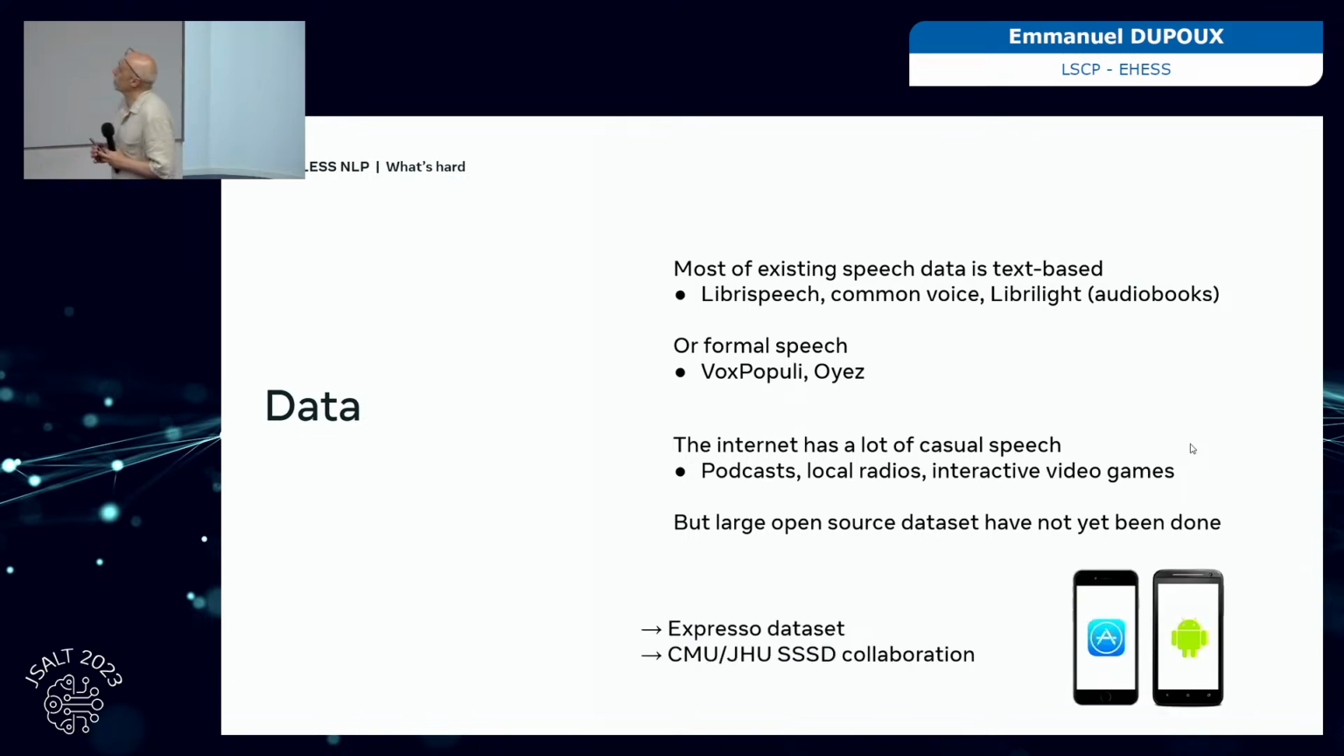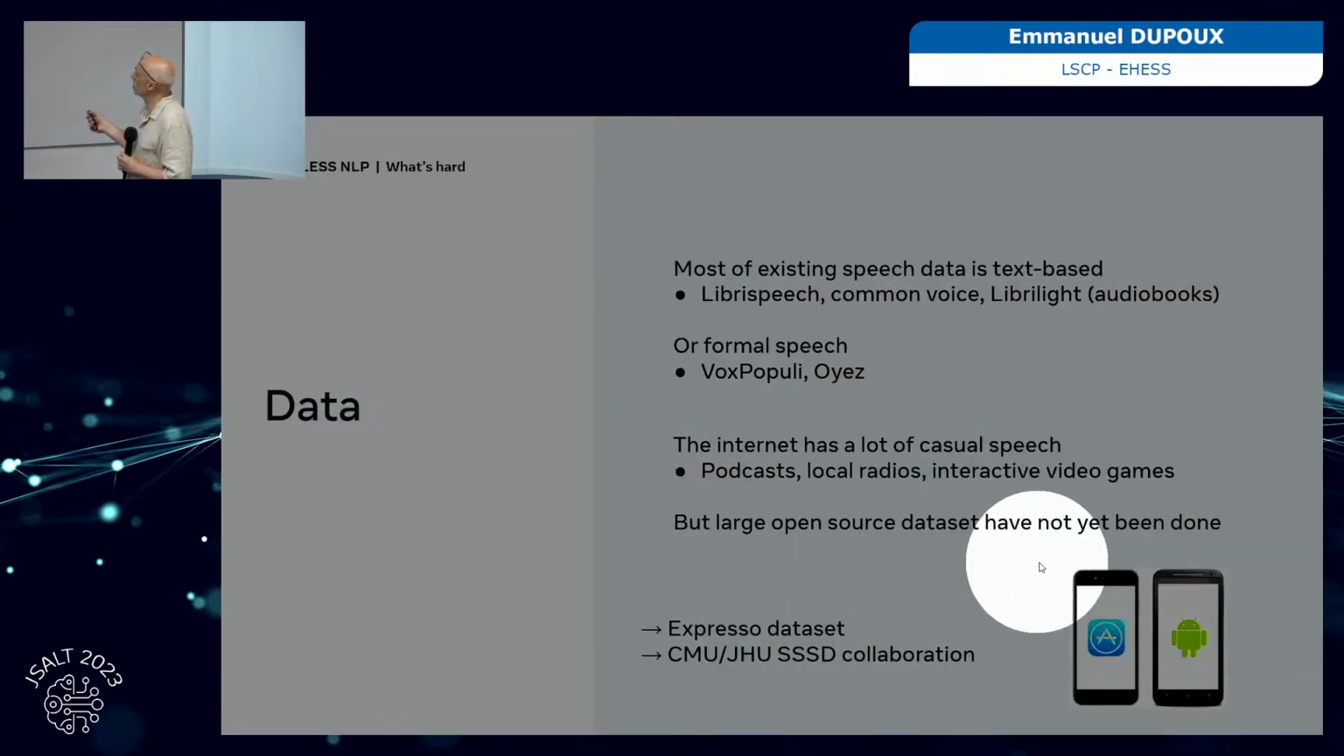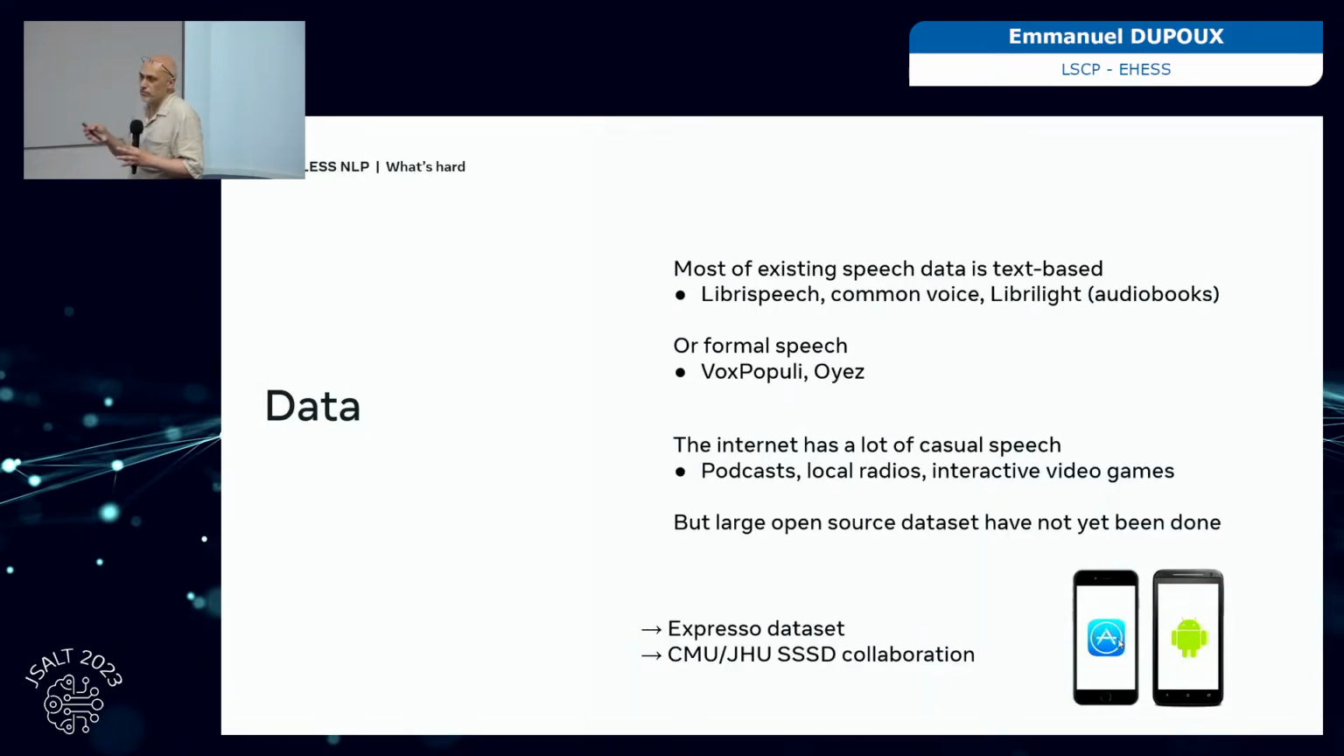And so there is one interesting collaboration with CMU and Johns Hopkins with Meta, where the idea is to build an app that would do something like the Fisher data set, but at scale, like reaching 100,000 hours of speech or 1 million hours of speech. I mean, that's the order of magnitude of what we need if we want to do things that are comparable with text language models.